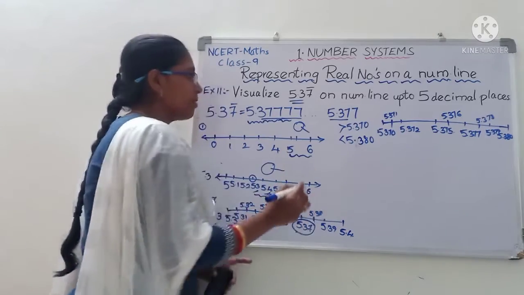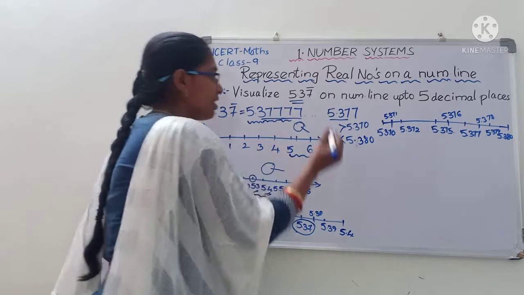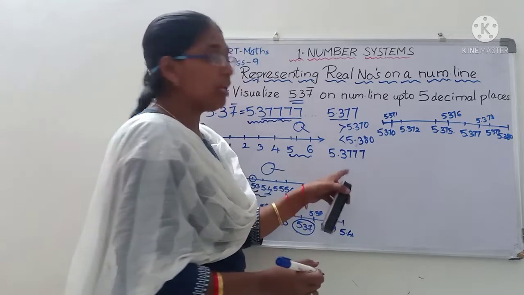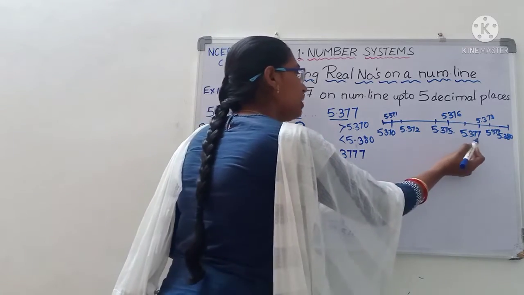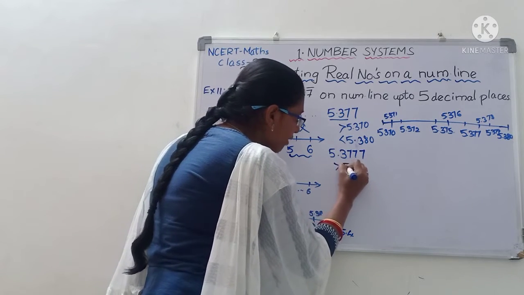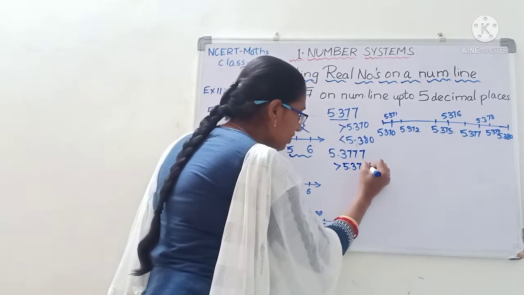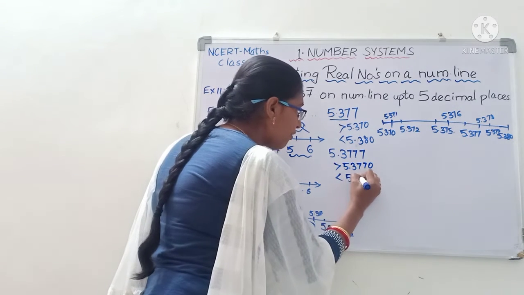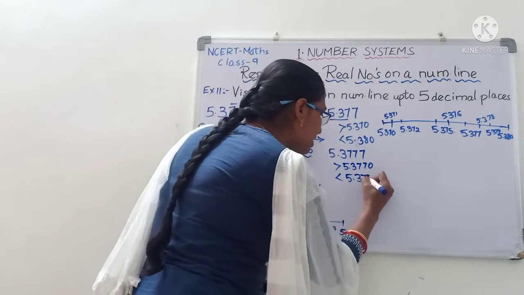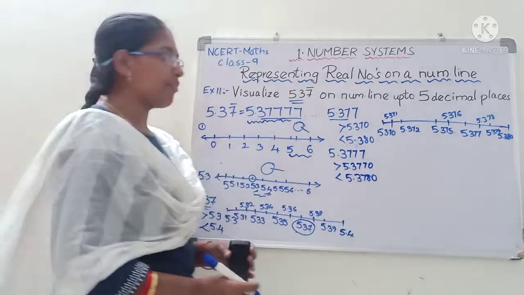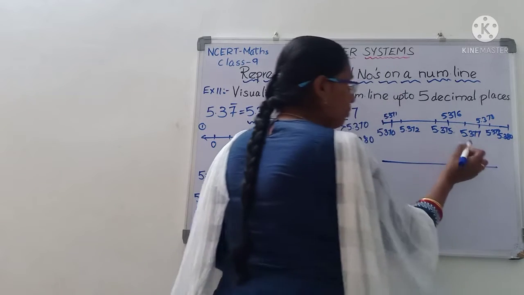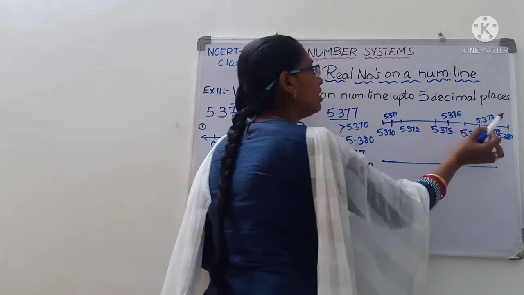Let us assume another decimal place now. 5.3777, another 7, till 4 decimal places. So we found 5.377, children. Where will 5.3777 be? It is greater than 5.3770 and it is less than 5.3780. After 70 you get 71, 72, 73 and so on till 80. Now again use a magnifying glass and observe in between 5.377 and 5.378.